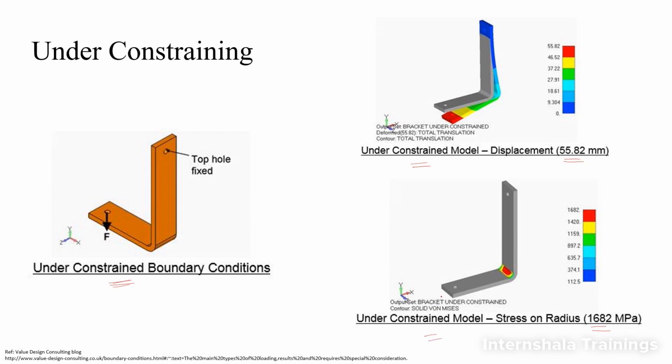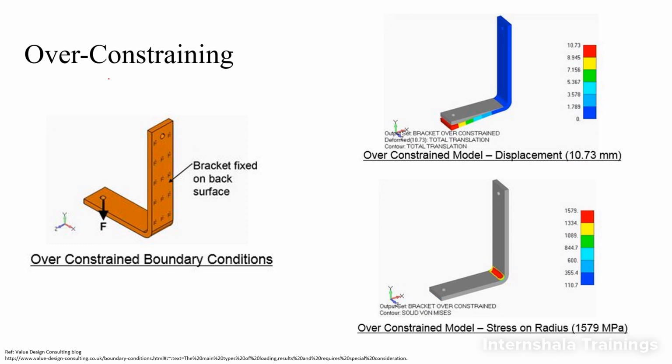Then the next case is over constraining. So now what we are going to do is, instead of fixing only this hole, we will fix the entire face and then we apply the force here. So this particular condition is nothing but over constraining, so applying constraints more than the required. Now if you see, we are getting very less displacement as well as somewhat less stresses when compared to the under constraining condition.